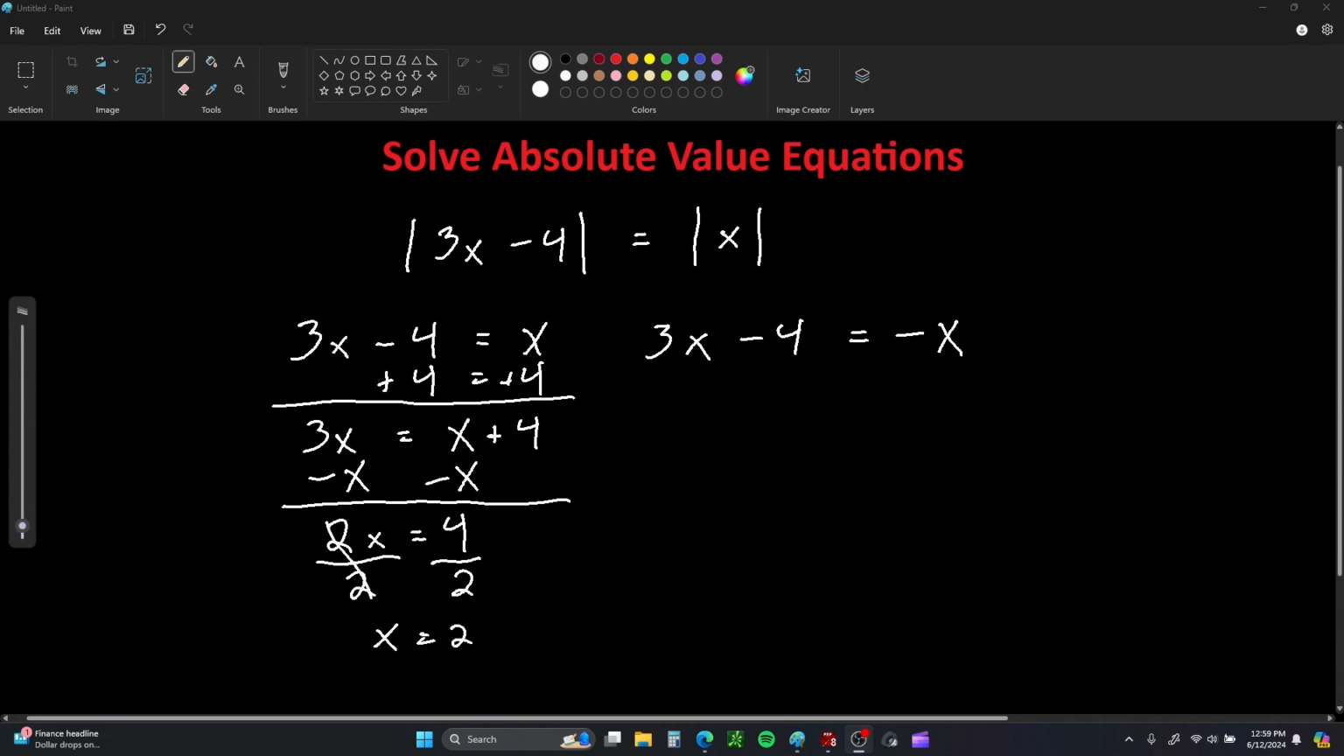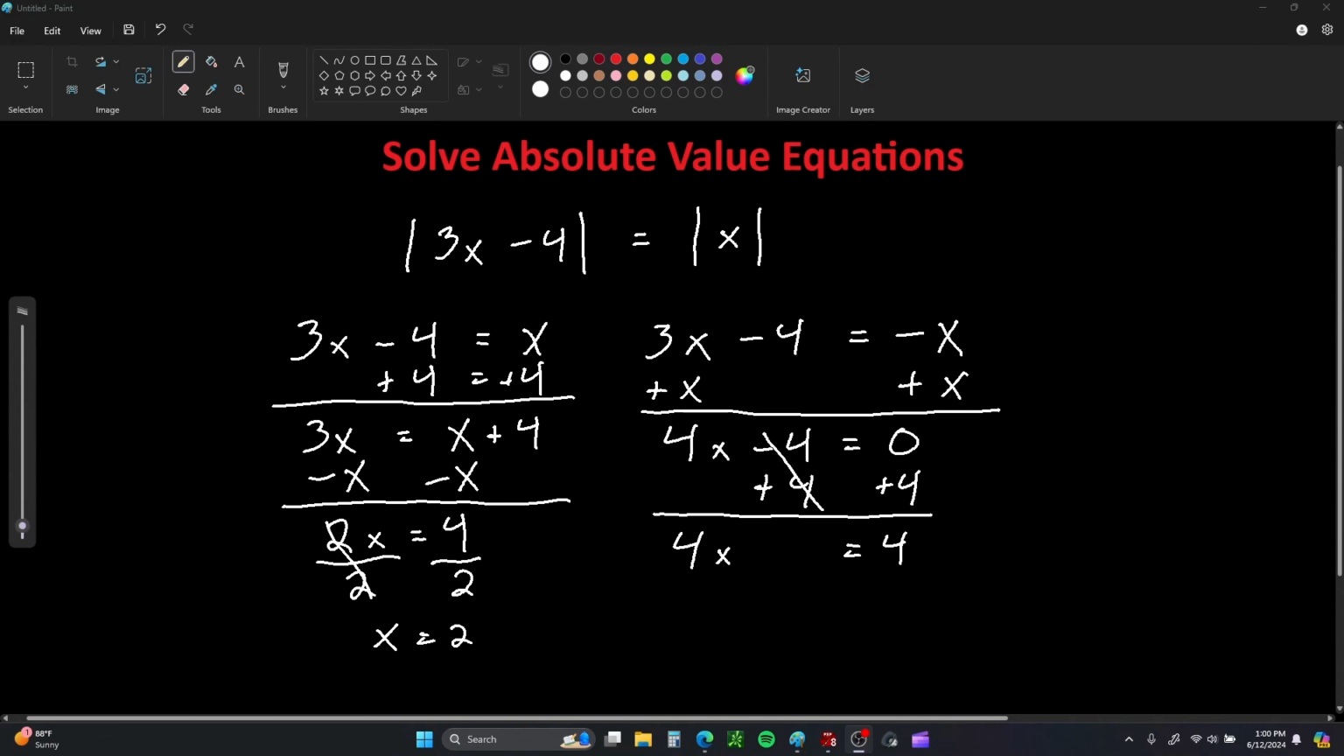Looking at the right side, similarly, I'm going to move the x first. So I'm going to add x to both sides, which gives me 4x minus 4 equals 0. Then I add 4 to both sides, which gives me 4x equals 4. Then I divide both sides by 4 and I get x equals 1.